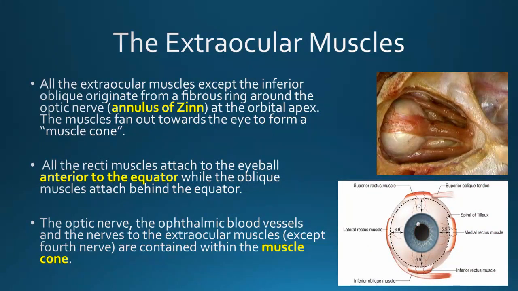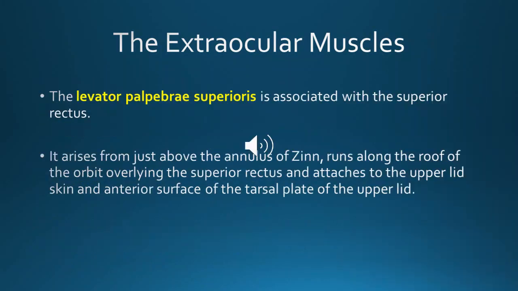Levator palpebrae superioris is another extraocular muscle, which is associated with the superior rectus muscle. It arises from the back of the orbit and runs along the roof of the orbit overlying the superior rectus. It is attached to the upper lid skin and the anterior surface of the tarsal plate of the upper eyelid.